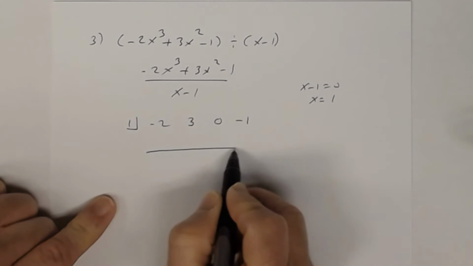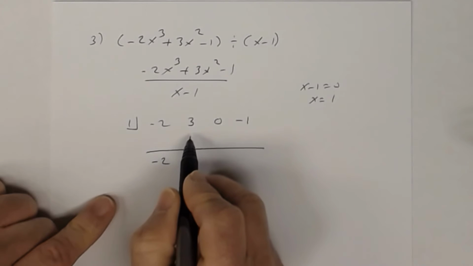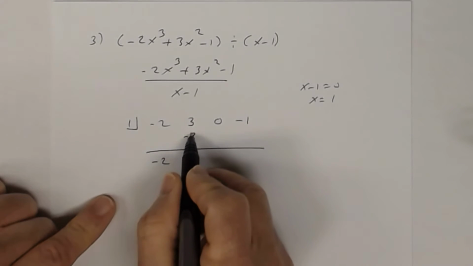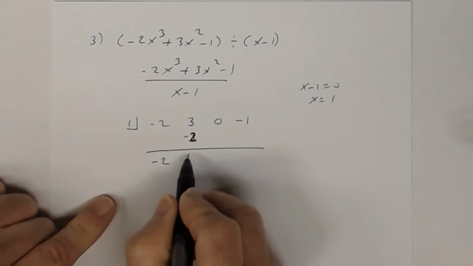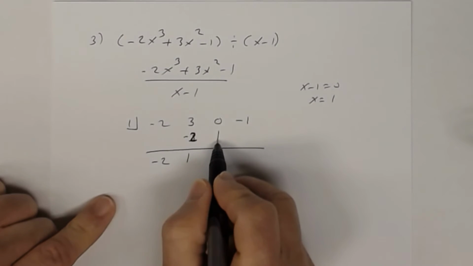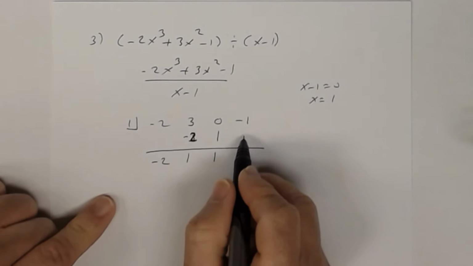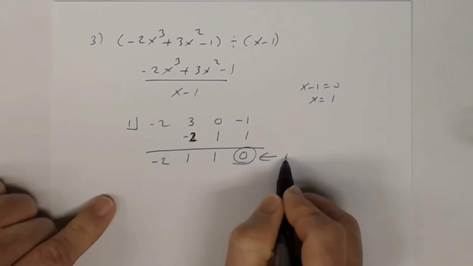And then you do the process. Bring down the first term, and then you multiply. 1 times -2 is -2. That must go under the 3. Then you add 3 and -2, which is 1. Then you multiply. 1 times 1 is 1. That must go under the 0. 0 plus 1 is 1. Then you multiply. 1 times 1 is 1. Then you add. You get 0. So the remainder is 0.